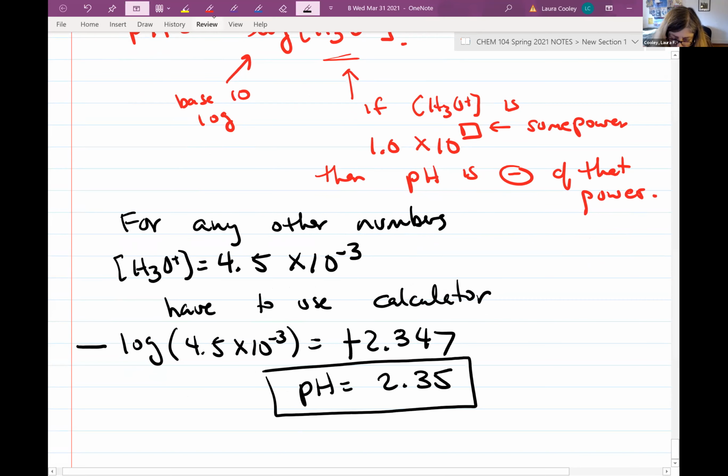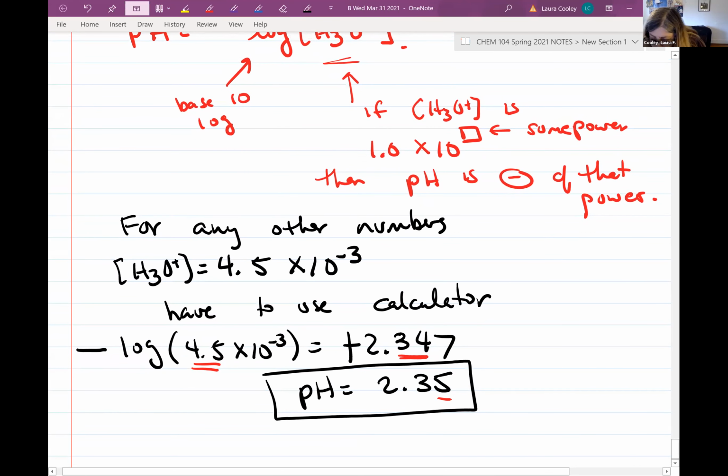And actually, we have different sig fig rules. This has 2 sig figs, so it's 2 sig figs after the decimal place. That's why I only kept 2 there. But that's something we will get used to as we go along.